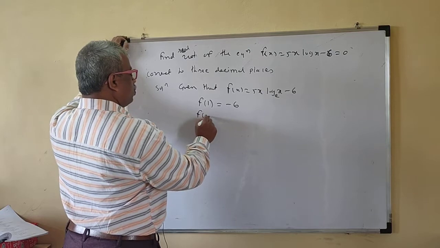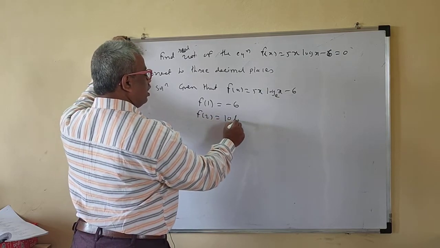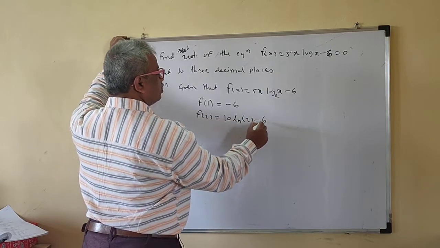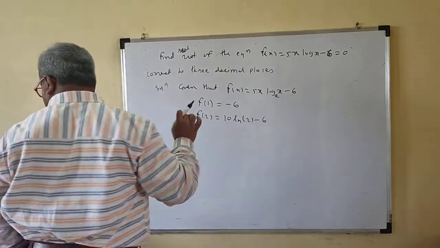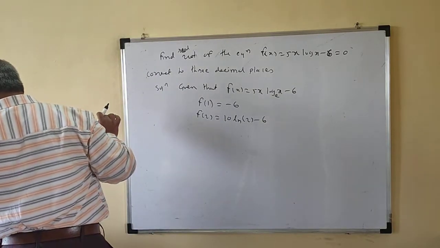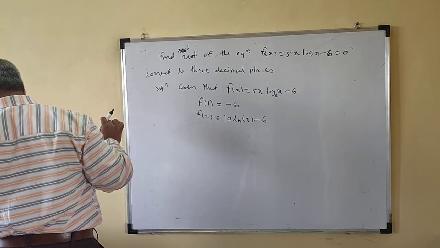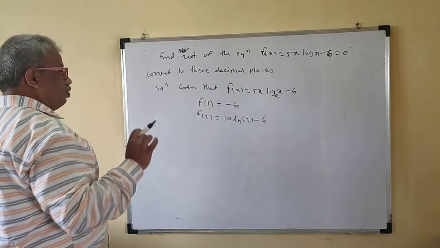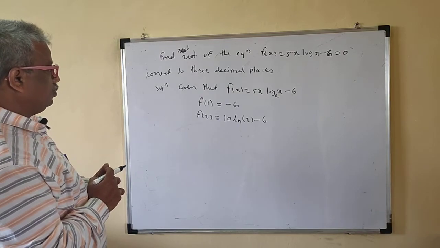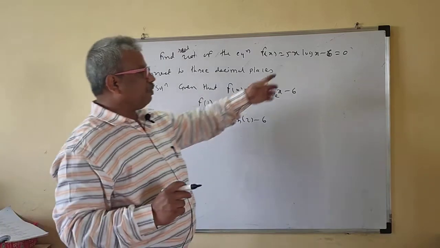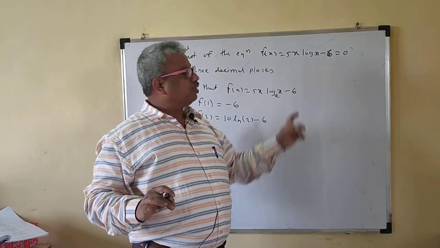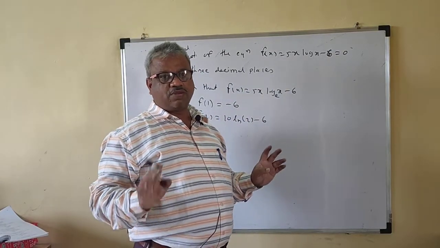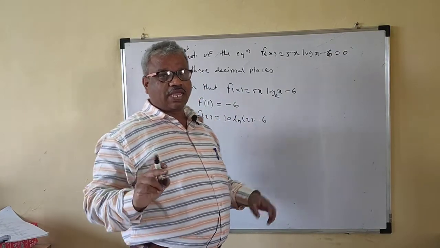So now f of 2 is 10 ln of 2 minus 6. You have to find the natural logarithm. Base is not given in mathematics, that means your base is e. If base 10 is given to you, then that will be 10. If base is not given, then you have to assume that base is e. So you have to take the ln now.